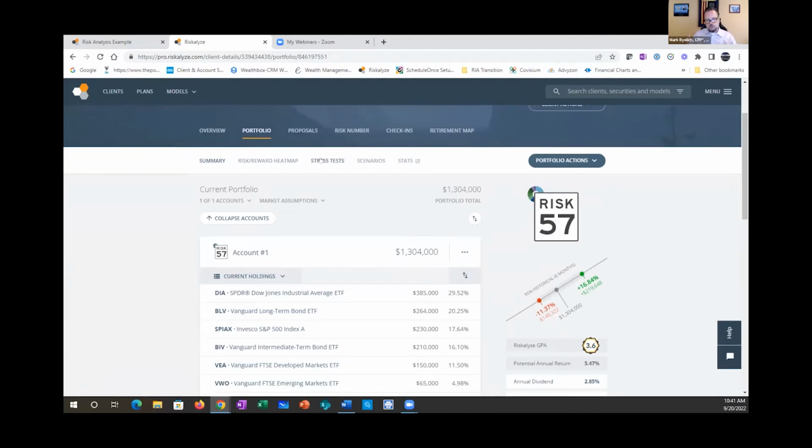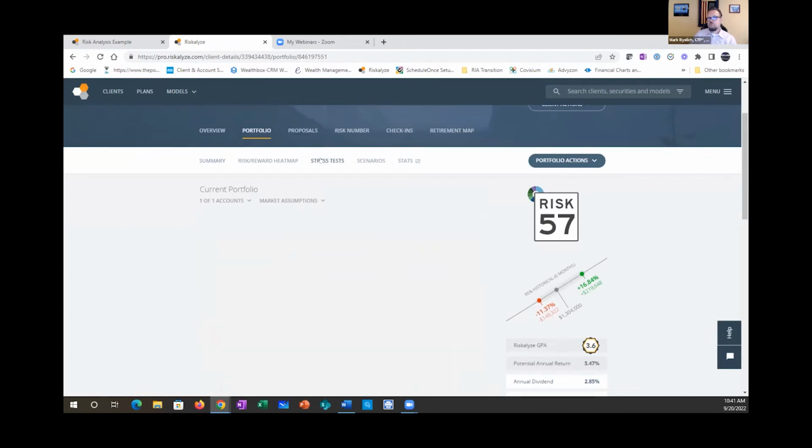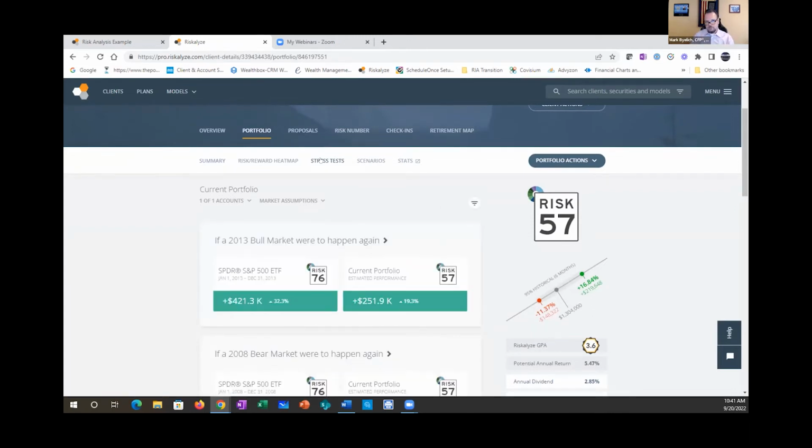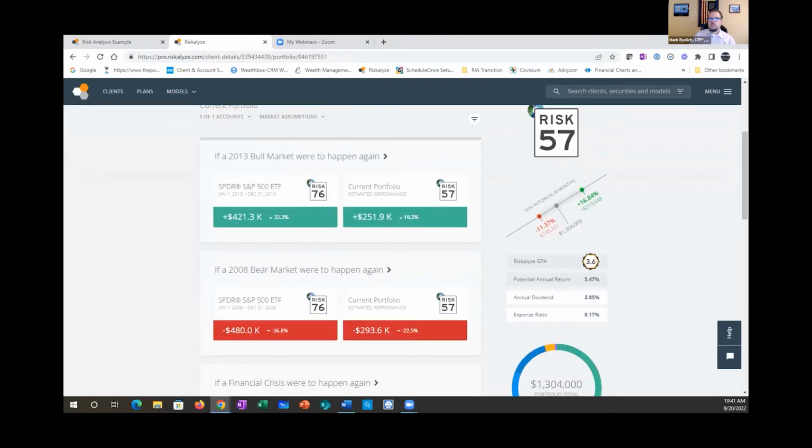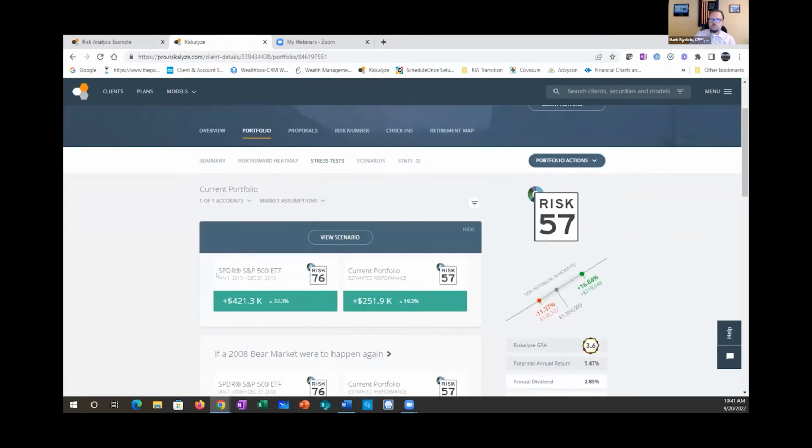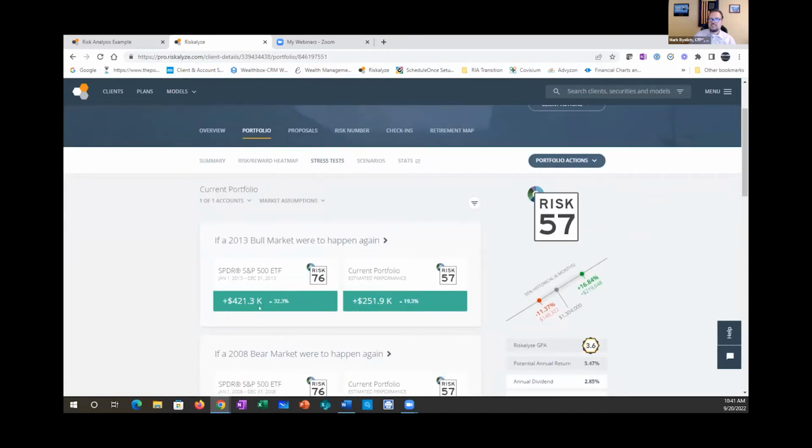And this is where this tool gets really, really interesting and really good. But I'm going to show you some of the issues with it too. So it shows, well, what if a 2013 bull market were to happen again, what would happen here? The current portfolio would be up $251,000, up 19%. That's good. Everybody wants that, right? Everybody wants the upside.